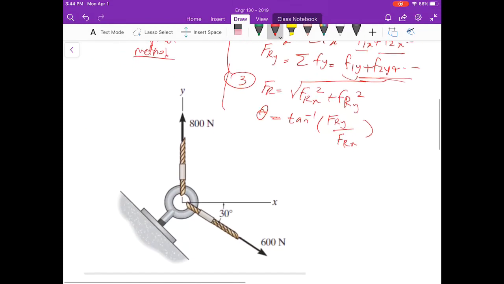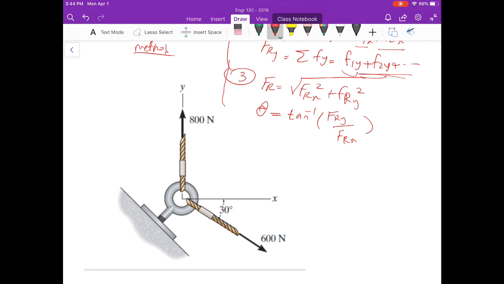So let's look at the first problem that we want to solve. In this problem, the force F1 is pushing upward at 800 Newton, and the force of 600 Newton is pulling downward. We want to find the resultant of these two forces. I'm going to go through the steps that I listed, step 1, 2, and 3. In step 1, I need to break forces. This is F2, not Fr. So F2 is equal to 600.